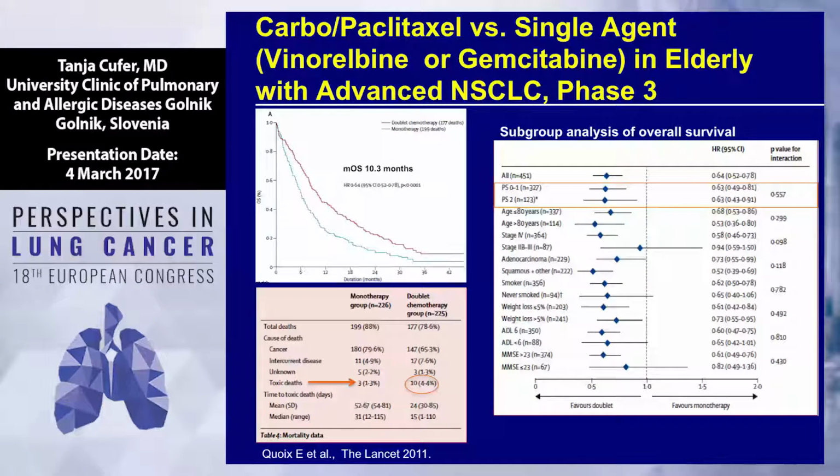The next trial, which was positive in elderly and in performance 2 patients, was the trial which was actually designed for elderly patients, the French trial. You know this trial very well, carbo-pacli versus single agent. Please note that the single agent was not Pacli. The single agent was something different, Vinorelbine or Gemcitabine.